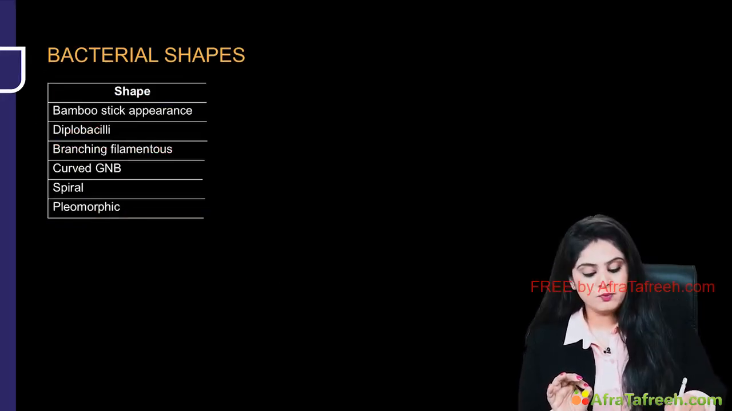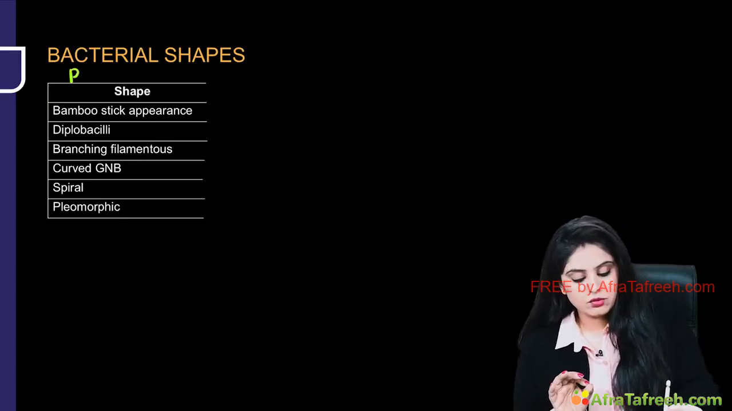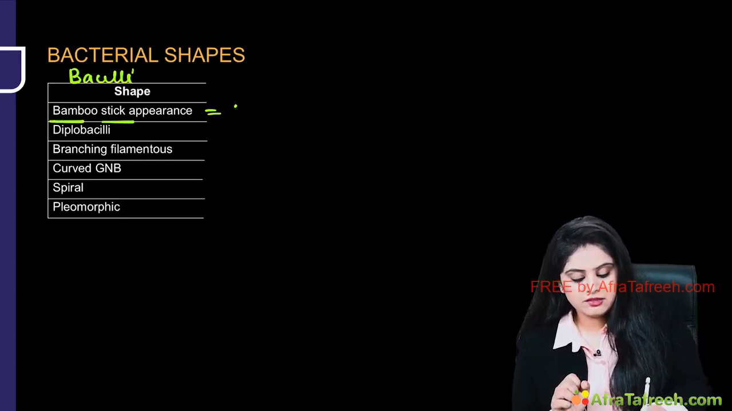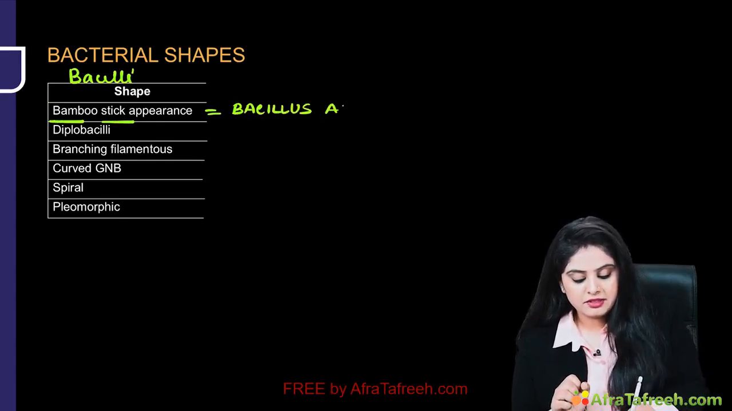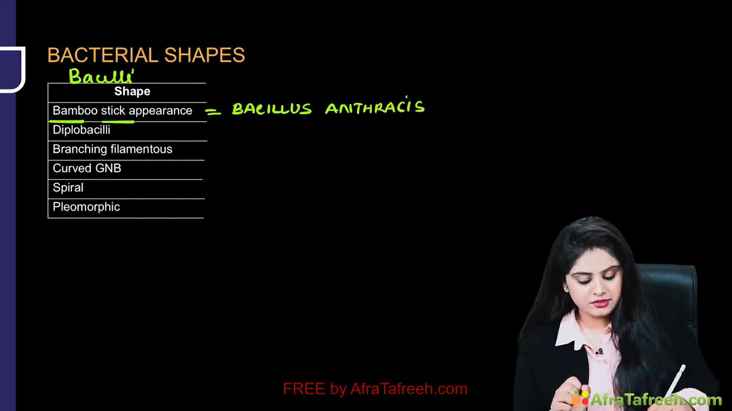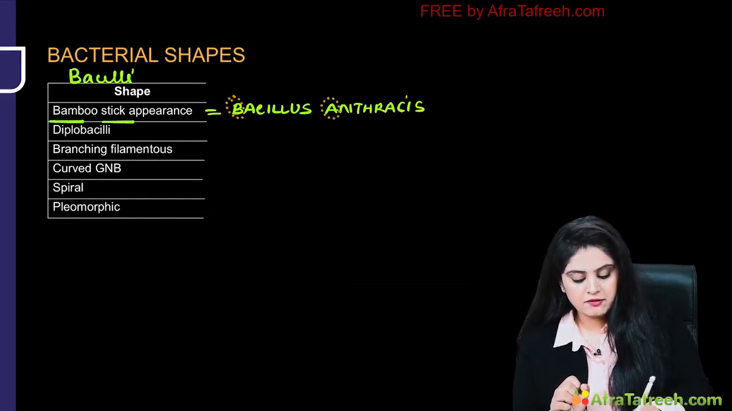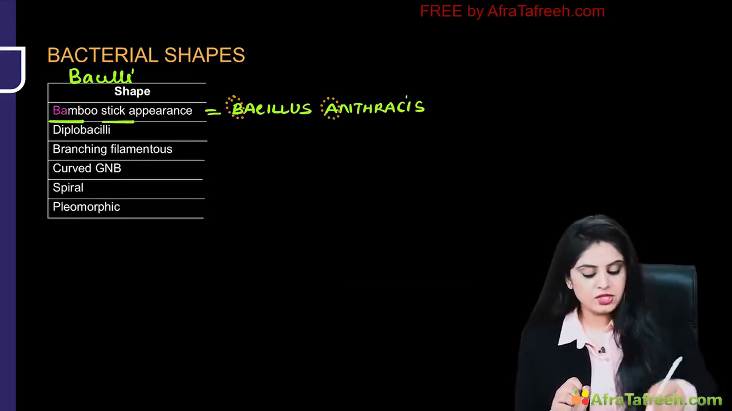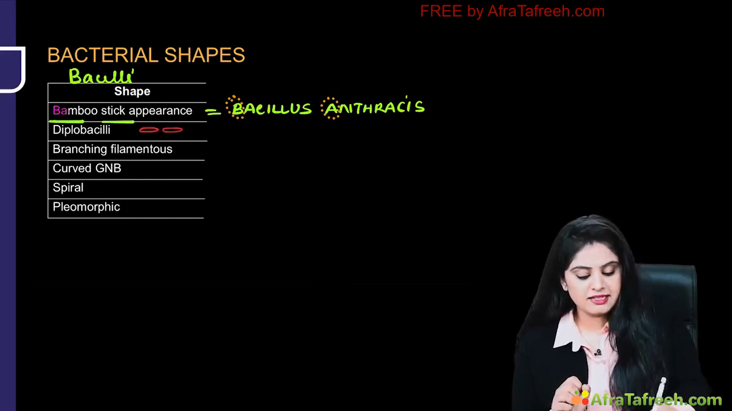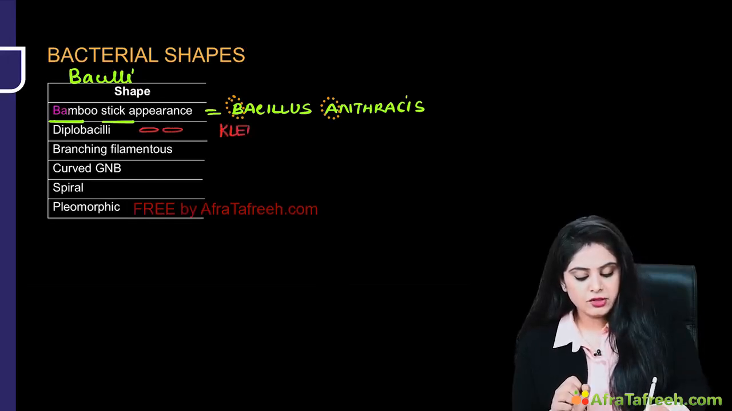Now I come down to all the bacilli that you have to know. The first one that we have is the bamboo stick appearance. Please note, bamboo stick is going to be seen in Bacillus anthracis. Remember B and A for bamboo stick. Next, which are the diplobacilli, the two bacilli that are going to be together? That is going to be Klebsiella pneumoniae.